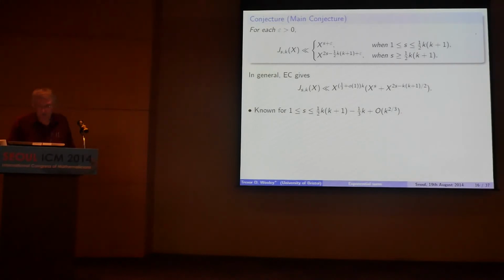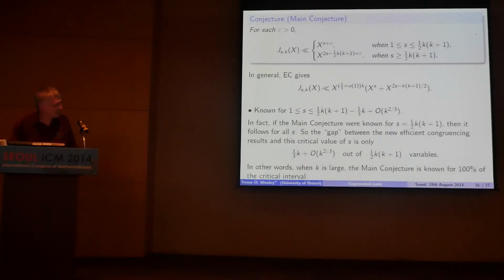And another observation which should convince you that we've very nearly proved the whole of this conjecture is that if you happen to know the main conjecture for the specific value s equal to a half k times k plus 1, then it's easy to show that the main conjecture holds for all values of s. So in some sense we're just 1/3 k variables away from doing this, out of order k squared variables. So any way you look at this, this is very close now to the whole of the main conjecture.